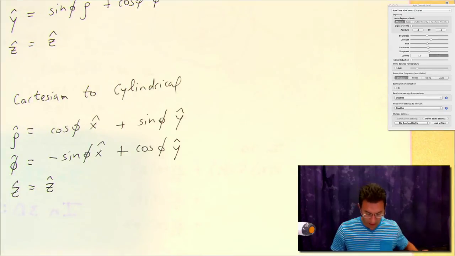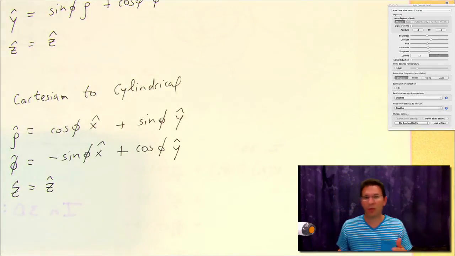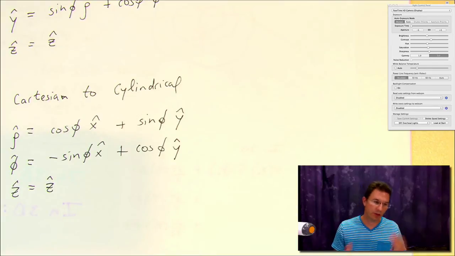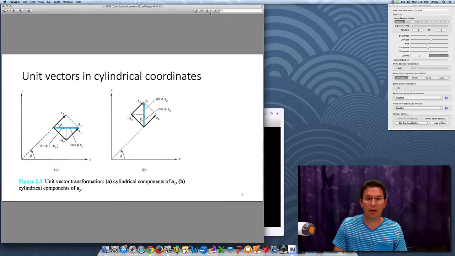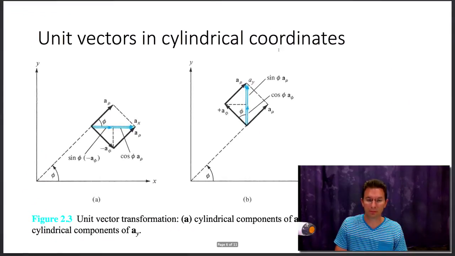This is just simply an algebraic way of understanding what we just saw. But what you really want to remember is the picture in your text. This figure right here. This really is the key picture that allows you to understand. Okay, I can decompose any unit vector in the Cartesian coordinates into a sum of unit vectors in cylindrical, and vice versa.